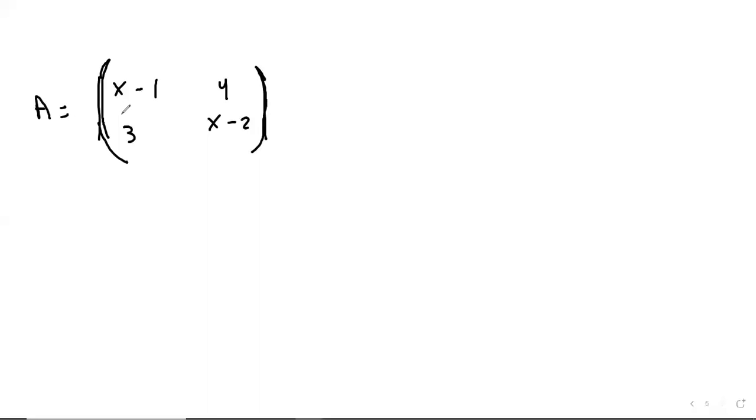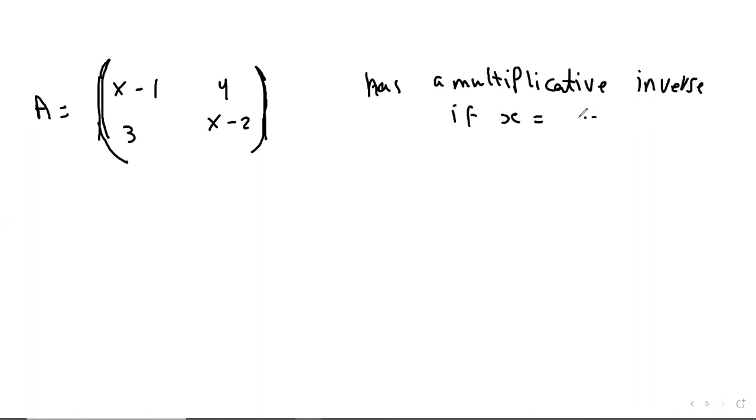This matrix A has a multiplicative inverse if x equals what? So this matrix has a multiplicative inverse. That means the determinant of this matrix is not equal to 0. So we'll find the determinant of A. Multiply the main diagonal, it's x minus 1, multiplied by x minus 2, minus 3 times 4.